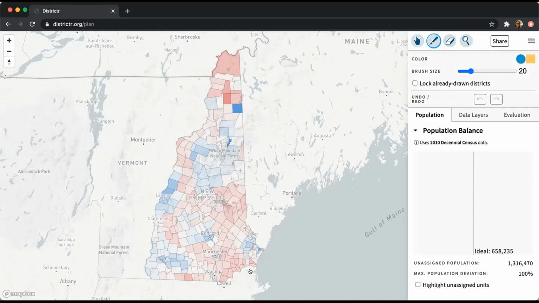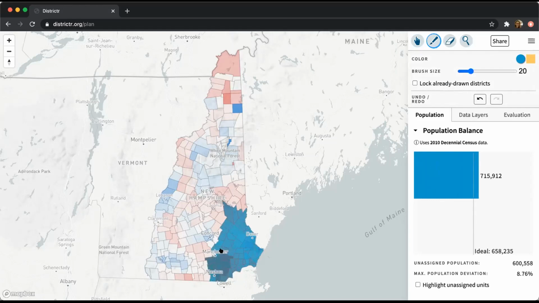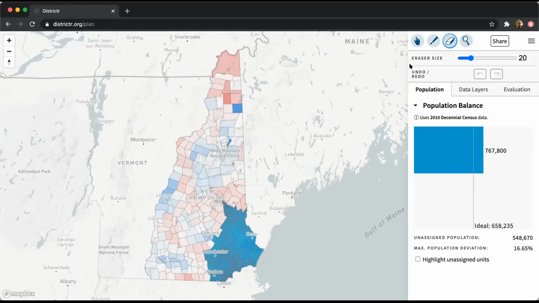So in my opinion, the most important thing when drawing districts is how close you are to the ocean. So I'm going to draw a district, and you can see this district I have here doesn't have quite as much population as it needs. I want it to have exactly half the state population. So I need to keep going. Let's do that. Oh, I made a mistake. So I'm going to go get this eraser and erase some until I get back to roughly the population I want. Okay, that's pretty good.